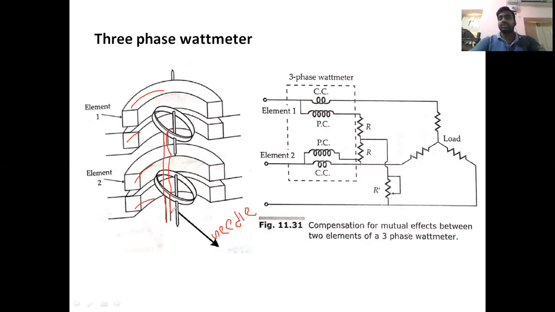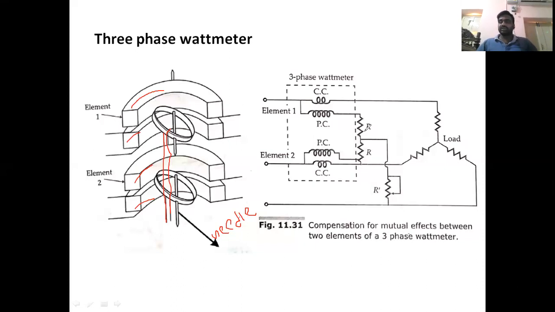Okay, this is about the theoretical construction. If we see the circuit construction, see how we can connect a three-phase wattmeter. This is element 1. Element 1 is connected with respect to current coil and potential coil. Element 2 is connected with respect to current coil and potential coil. Okay, so the potential coil is connected in series with a resistance. Most of you are familiar with this resistance.